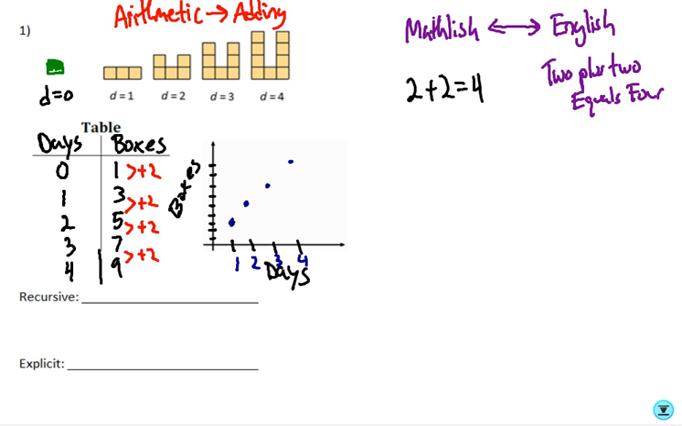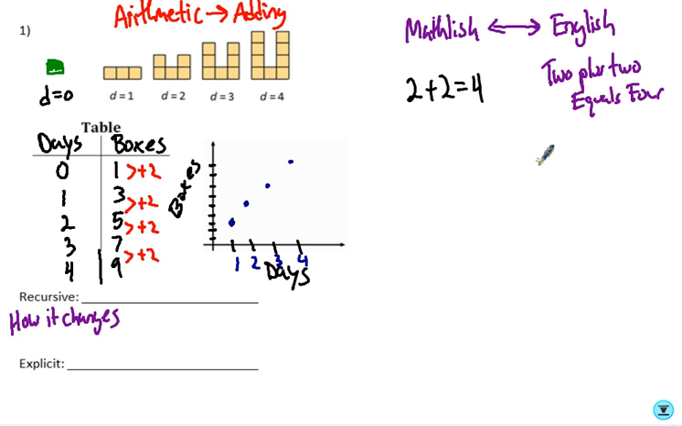Mathlish to English part. So in English, what I could say is that the recursive, by the way, the two things here, recursive and explicit. Think of the recursive as basically just saying how it changes. So if I said how it changes, well, how does this thing change? Well, it adds 2. So you take the one before it, right? Like if I wanted to get to 9, I take the one before it and add 2.